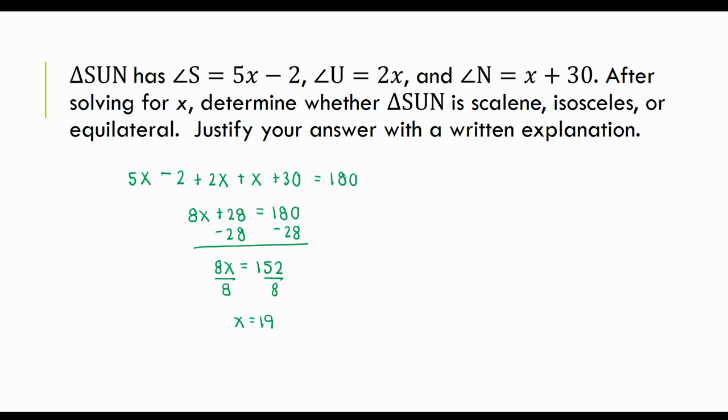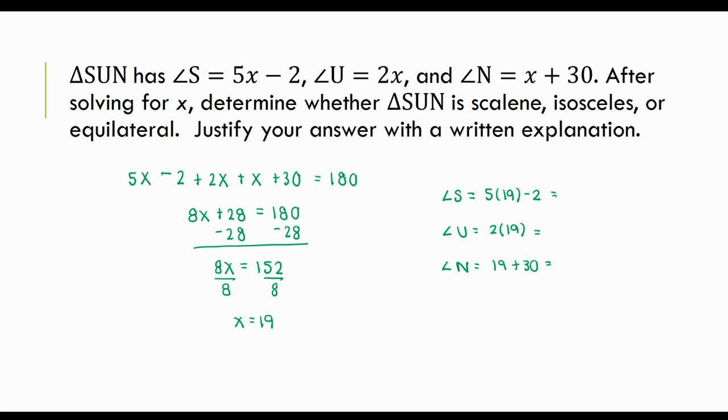I'm going to plug that value into each of the angles. So I'm going to find the measure of angle S, the measure of angle U, and the measure of angle N. So we're going to have 5 times 19 minus 2, we'll have 2 times 19, and we're going to have 19 plus 30. So let's figure these angles out.